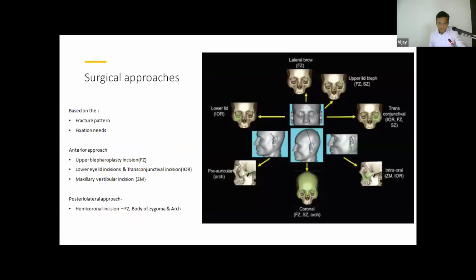Now coming to the surgical approaches, again it depends upon the fracture pattern and fixation needs. The frontozygomatic lesion can be approached via lateral eyebrow incision or upper eyelid incision, and the intraoral ZM buttress can be exposed via intraoral upper vestibular incision. If the fracture is grossly comminuted, then we need to expose it through a posterolateral approach like hemicoronal incision, and this can be combined with an infraorbital lower eyelid incision to expose the infraorbital rim.